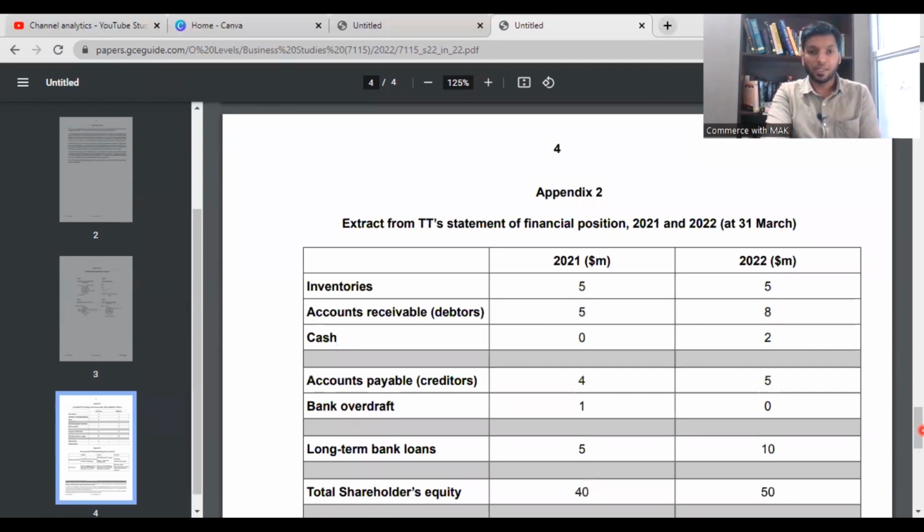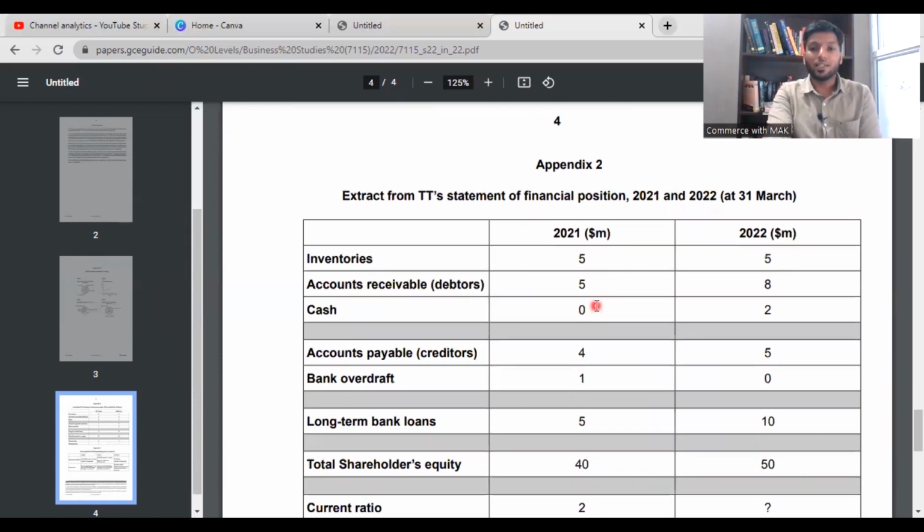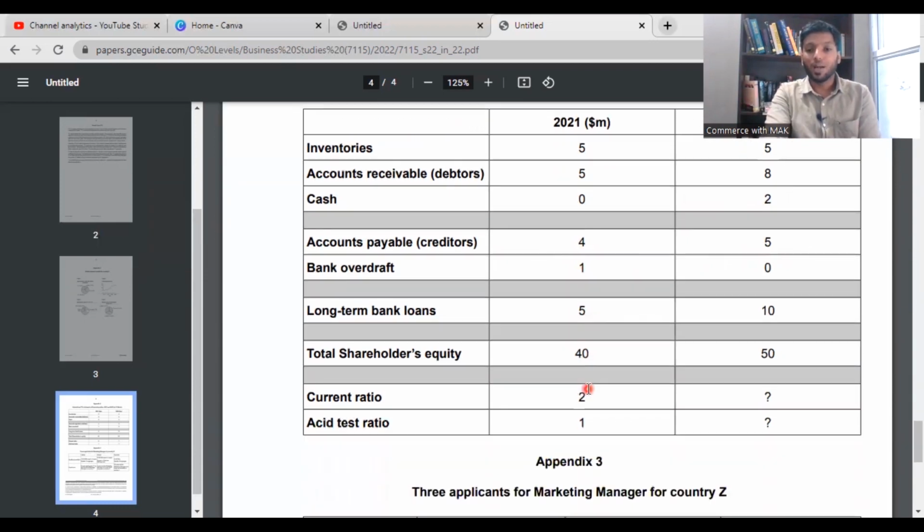Moving on to Appendix 2, we can understand the statement of financial position for 2021 and 2022 at 31st March. Inventories in 2022 are 5 million. Accounts receivables, debtors, was 5 million and is now 8 million, so it has increased. Cash was 0 and is now 2 million. Accounts payable was 4 million and is now 5 million. Bank overdraft was 1 million, now 0. Long-term bank loan was 5 million, now 10 million. Shareholders' equity was 40 million, now 50 million. The current ratio was 2 and is now a question mark, so you need to find out what type of current ratio it is.